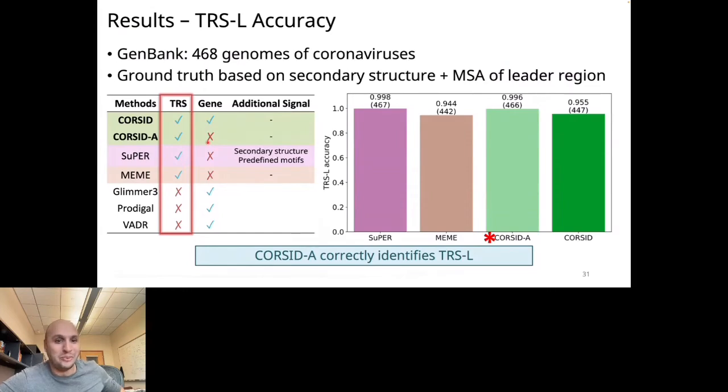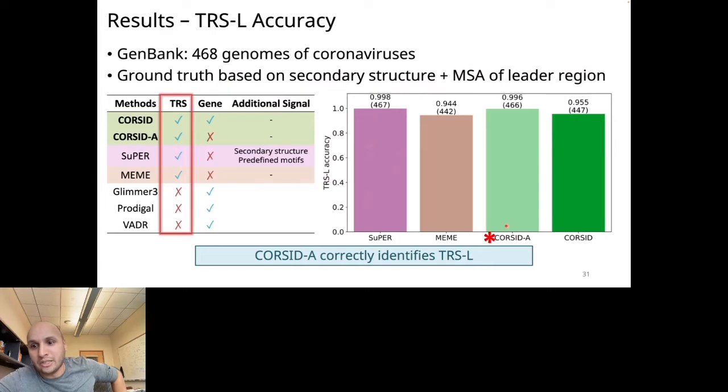Multiple sequence alignment is really hard, but because we have this dependency, because of the core sequence that they must have in common, it actually becomes solvable in polynomial time. So what we see here is the performance of CORSID in terms of finding TRS-L. One thing that I haven't mentioned: the ground truth, the actual location of TRS-L that we use, is based on secondary structure, plus also a multiple sequence alignment of the leader region. So we computed the multiple sequence alignment, and we also looked at secondary structure. So there was a lot of manual curation here.